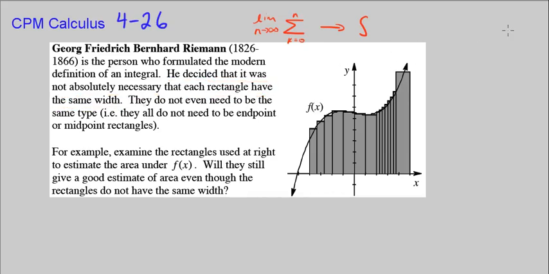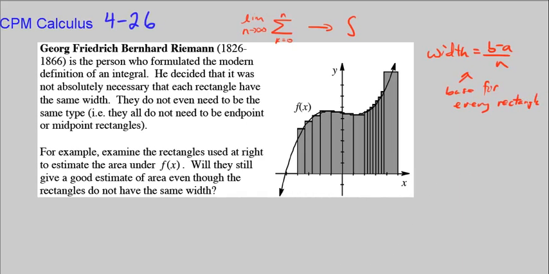Okay, so we know when we're looking for the area under a curve, we find the width of each rectangle. Well, these are bad rectangles. But the width we know is just (b minus a) over n, and that's going to be the base for every rectangle. But he said that they don't need the same width. Not absolutely necessary for the rectangles to have the same width.